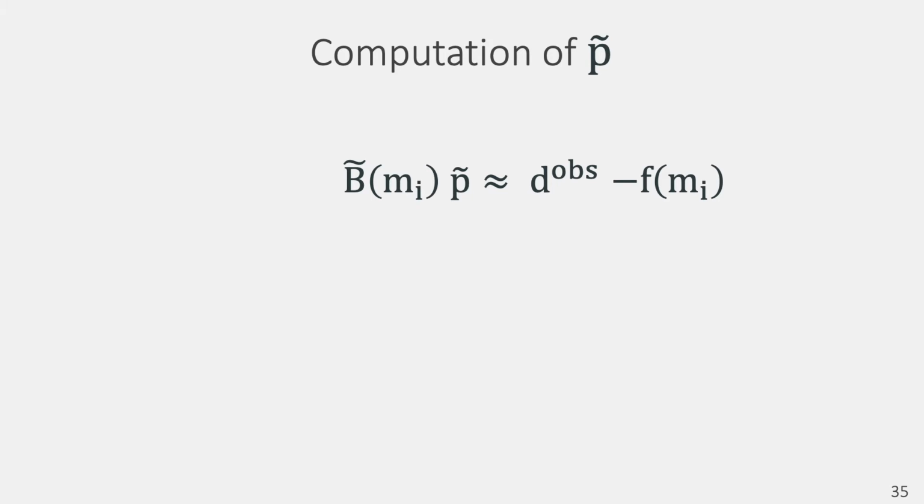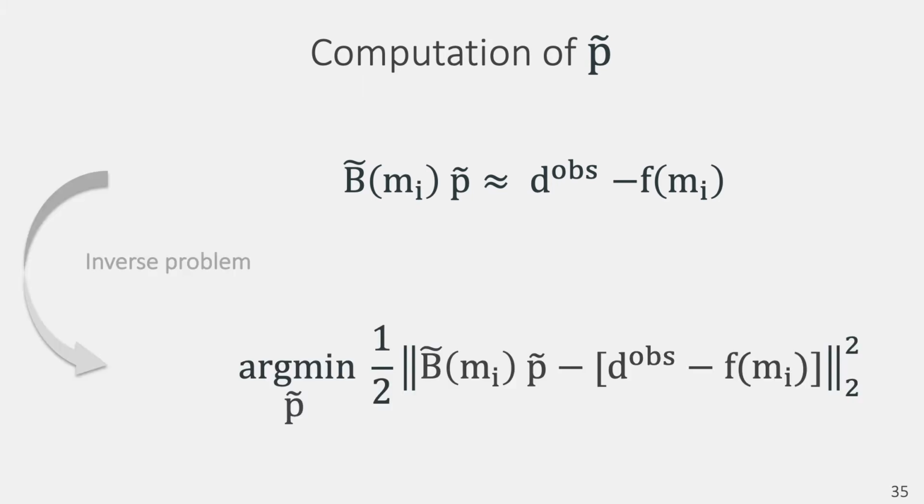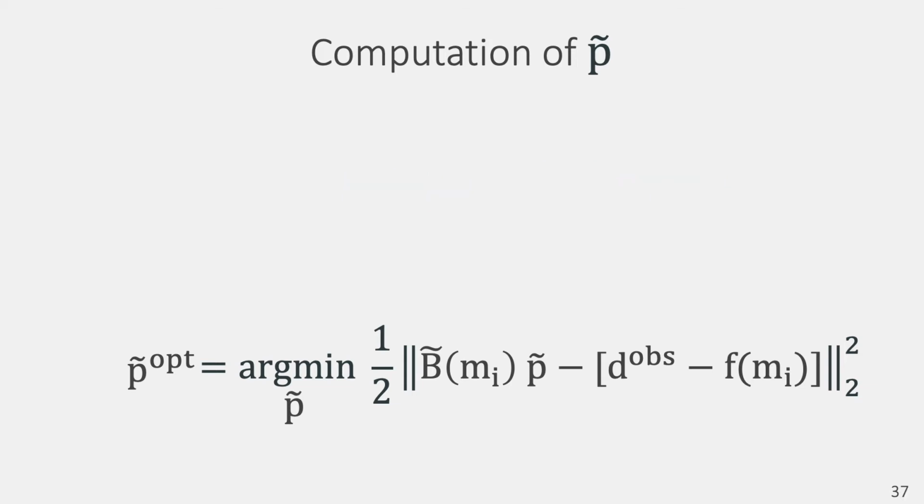So the way we're going to compute p tilde is by transforming this equality into an inverse problem. And among all the possible extended perturbations p tilde that exist, we're going to choose the one that minimizes this new secondary objective function.